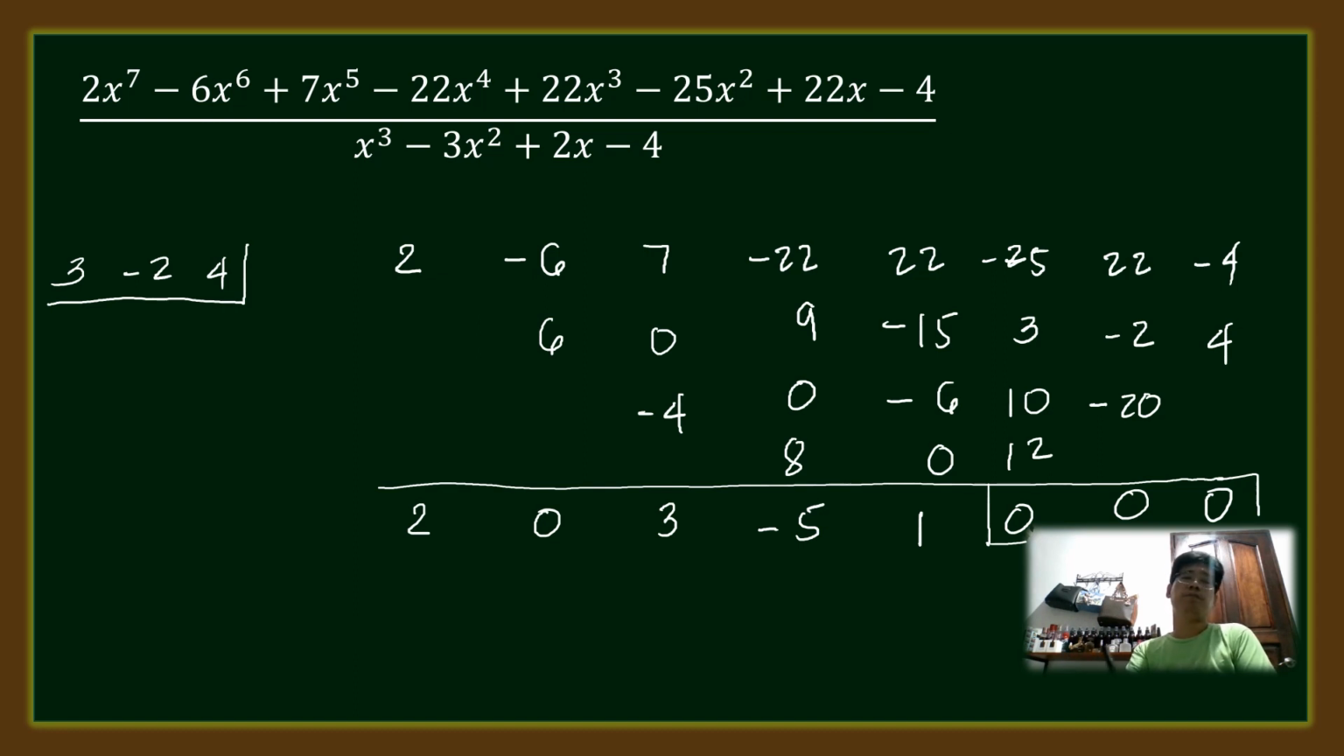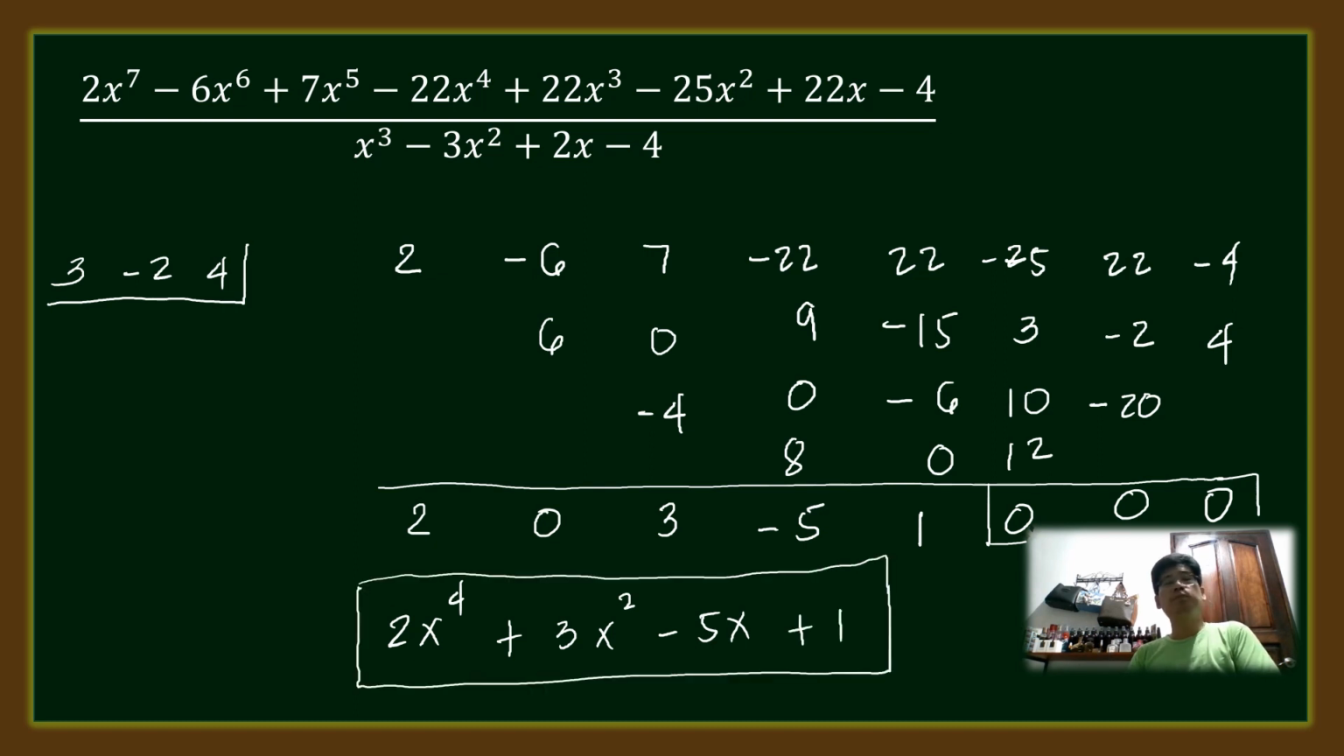Then we have the coefficients of the quotient. We have x raised to the 7th power divided by x raised to the 3rd power. So the quotient is of degree 4. So we have 2x raised to the 4th power plus 0x raised to the 3rd power, that we will not write anymore, plus 3x squared minus 5x plus 1.